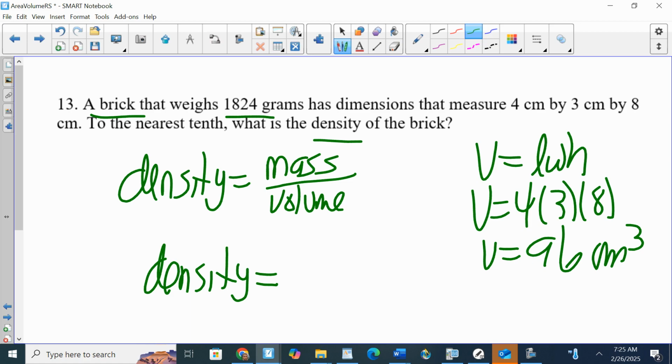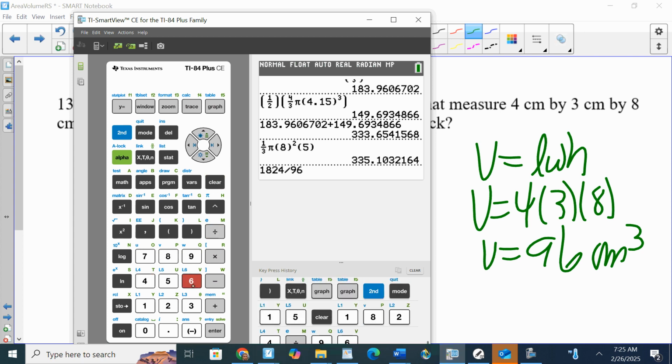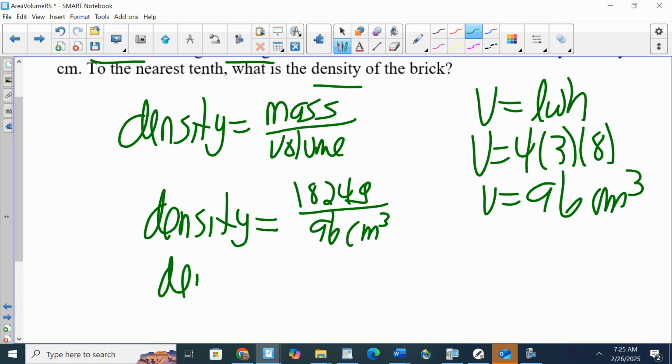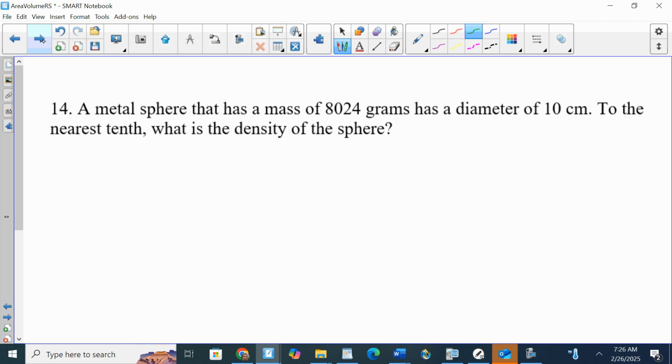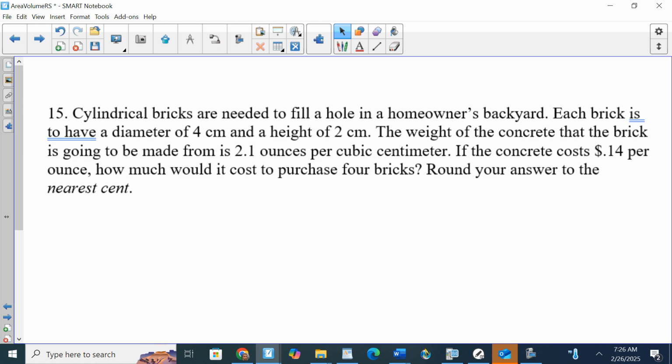So now for density, density is mass over volume. The mass is 1824 grams over 96 cubic centimeters. Divide them, 1824 divided by 96 is 19. So my density is 19 grams per cubic centimeter. Density is mass over volume. Calculate the volume, put the mass over it, and it will give you the density.